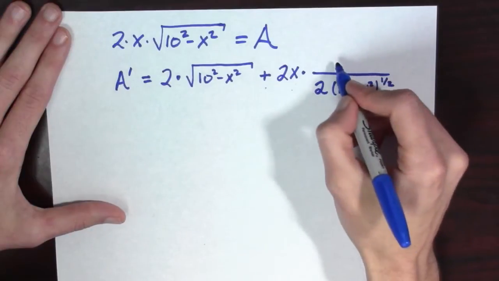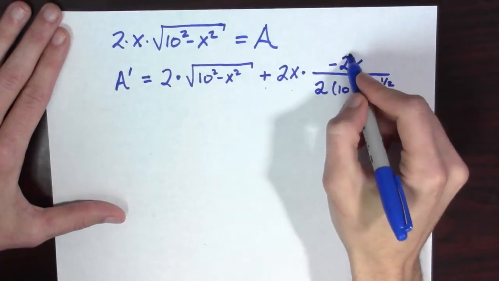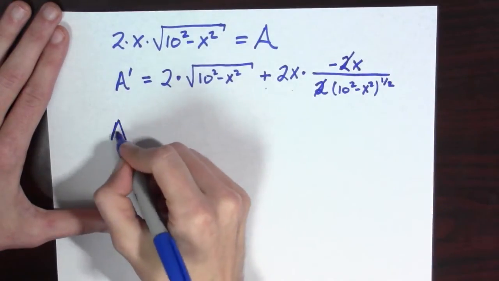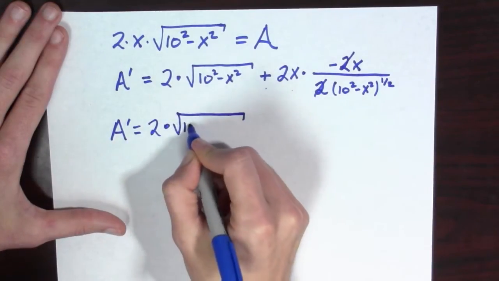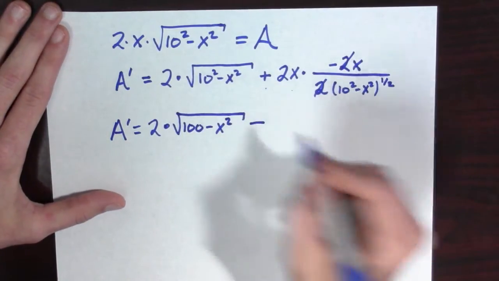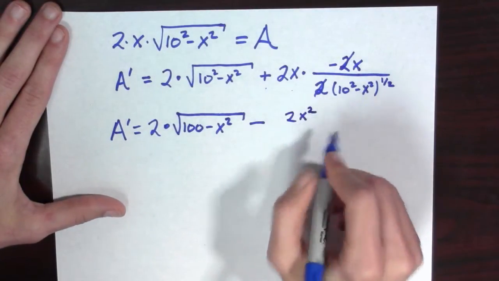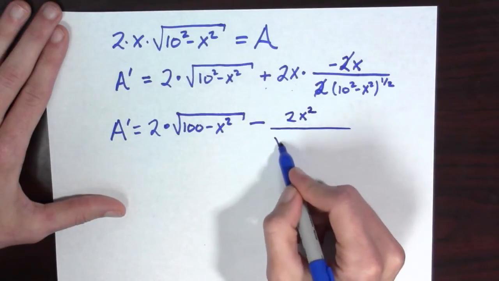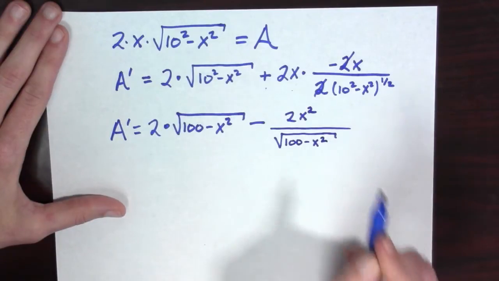That's going to be negative 2x. Aha. You know what? I think I can simplify this just a little bit. I can cancel these and then have A prime is equal to 2 times the square root of, I guess I can write 100. I've been writing 10 squared the entire time, but I can go ahead and write 100, minus 2x squared all over the square root of 100 minus x squared.